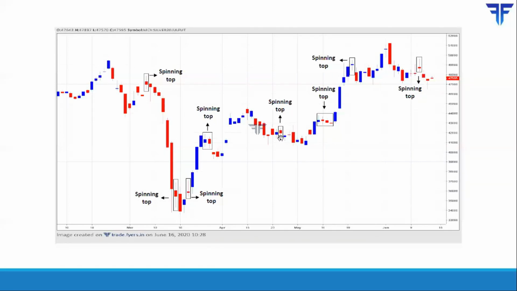Then within this entire chart, you can see there are many spinning tops that appeared. So one spinning top is over here. Then here you had a series of 4 spinning tops. You had a spinning top over here. You had a spinning top over here.